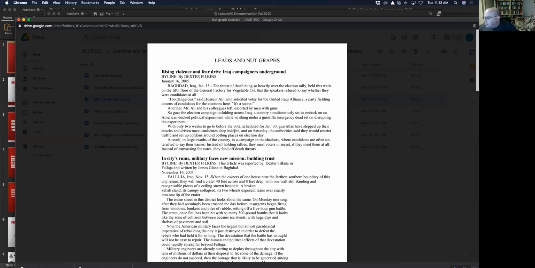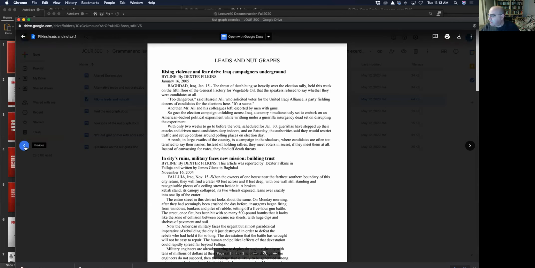Well, it sets the scene at the vegetable oil factory, but we just know that there's an election rally and that they're at this vegetable factory and that it's dangerous. But where do we actually start getting into a bigger picture? So Carly was just saying, so goes the election campaign? Yeah, exactly. That's the first time where the camera sort of pulls back and we get the bigger picture.